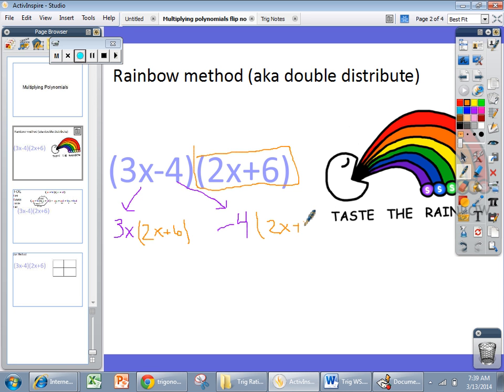Alright, now, the reason why this is called double distribute is because now, to solve the rest of this, I'm going to distribute over here and then distribute over here. So hence double distribute, because I'm distributing doubly.